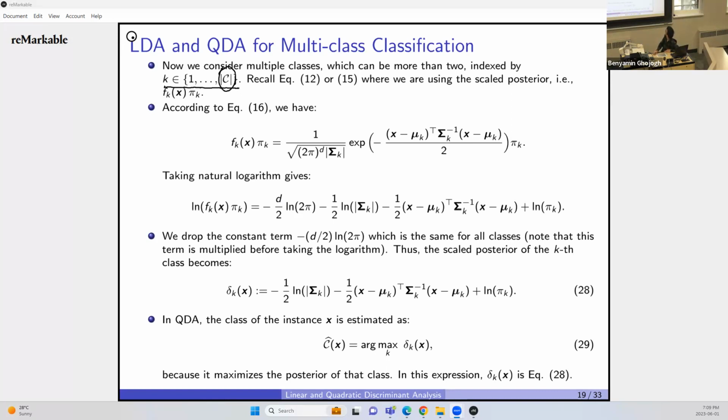Recall equations 12 or 15, it doesn't matter. What was that? Do you remember? It was the equation which we found by minimizing the probability of error, by equating the posteriors of the classes. So we had this and this in equation 12 or 15. We had the PDF times the prior.